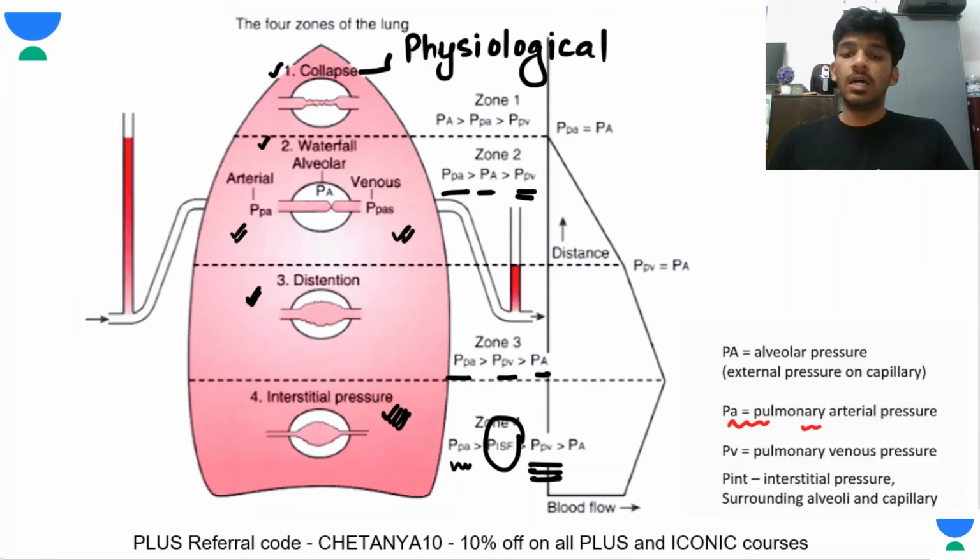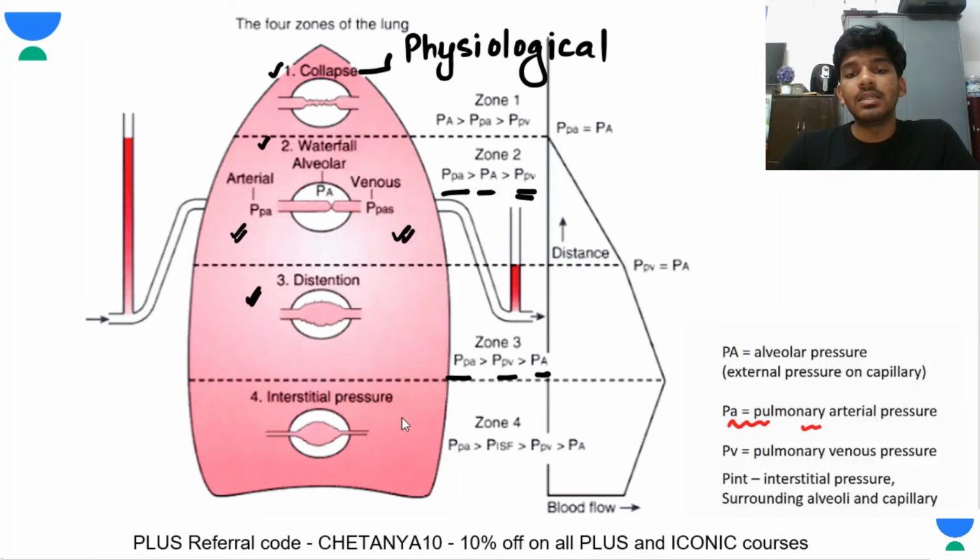So this is about zone 3, right? So I was telling you a correction in zone 4. So zone 4, please remember this condition. It's slightly important to remember. The reason this condition is there is that the pressure in the artery is still greater than the interstitial pressure. Please remember at least this much.